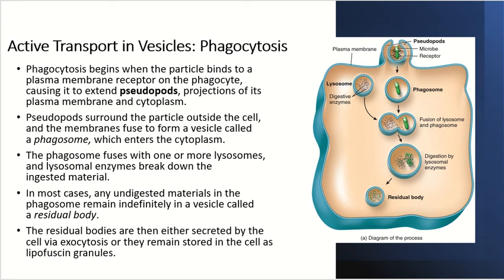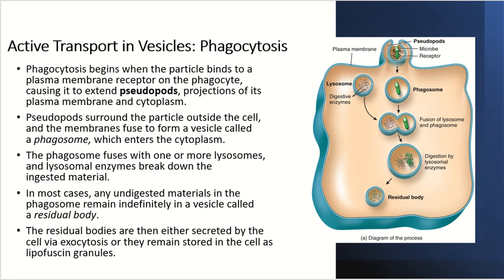This is going to begin when the particle binds to the plasma membrane receptor of that phagocyte, and this is going to cause it to extend pseudopods. These are projections of its plasma membrane and cytoplasm. So we've got our pseudopods being extended here. The pseudopods are going to surround the particle outside the cell, and the membranes are going to fuse to form a vesicle that's called a phagosome, and this is going to enter the cytoplasm.